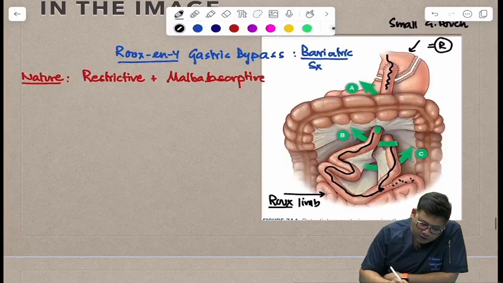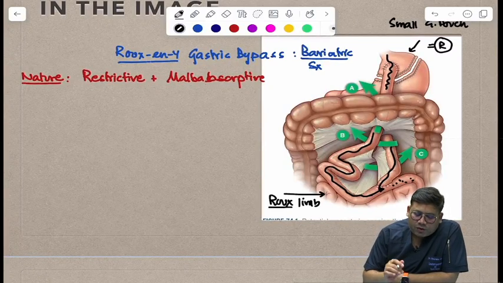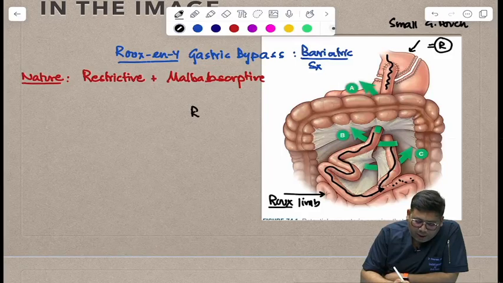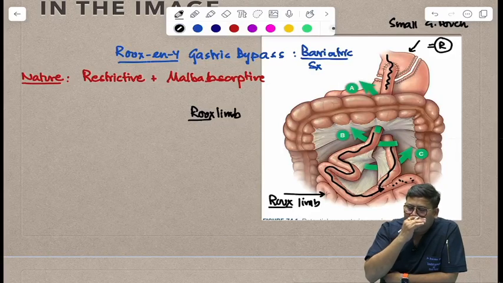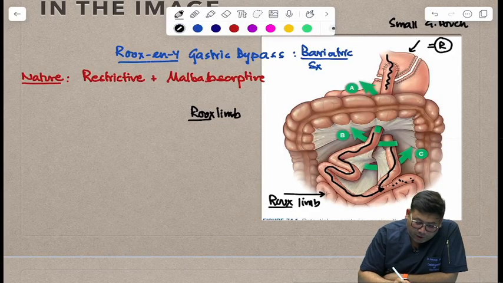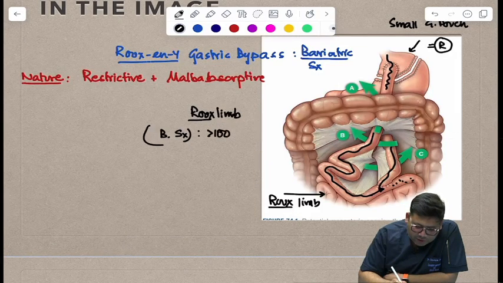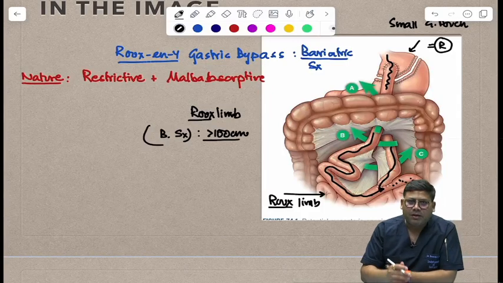So can you see in Roux-en-Y gastric bypass you have a small gastric pouch, and the average length of Roux limb in a normal patient is 40 to 50 centimeters, average is 45. Remember, in bariatric surgery it is kept more than 100 centimeters. It also depends upon the BMI.